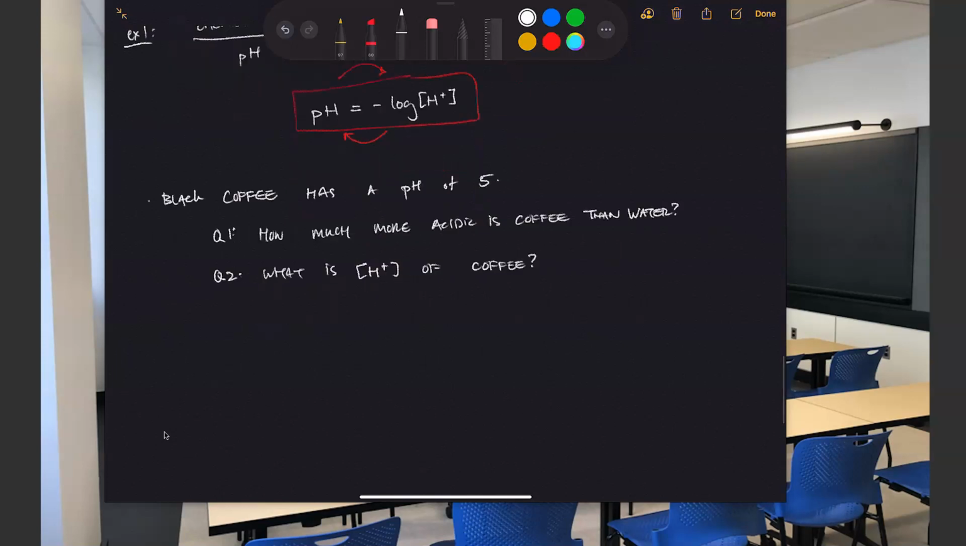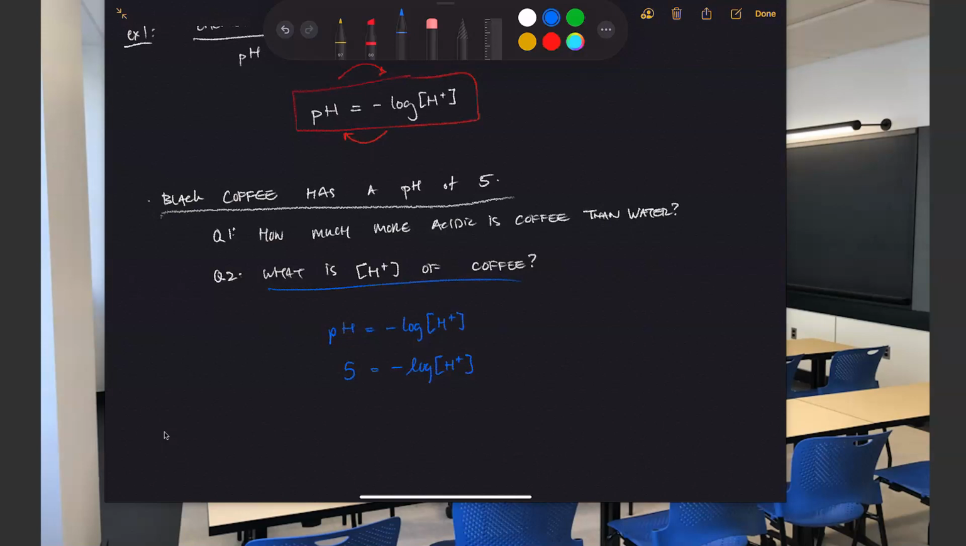So let's start with question 2 first. I know that black coffee has a pH of 5, so if I'm trying to find out what the hydrogen ion concentration is, I can use this equation: pH equals negative log of H plus. And so that means that 5 is equal to negative log of H plus. And this is, again, common logs. This is base 10.